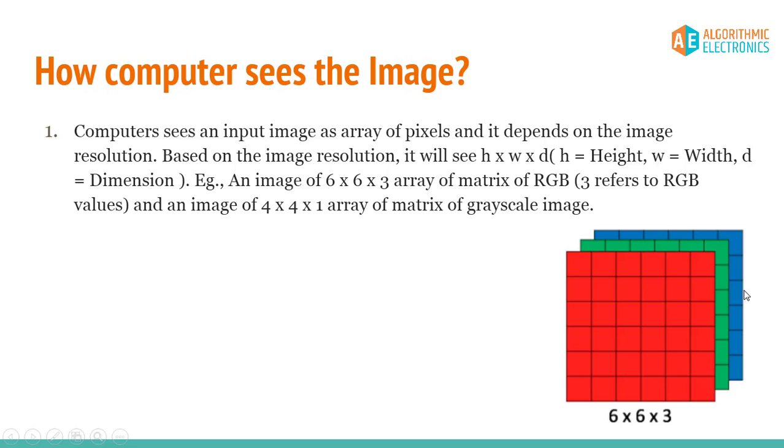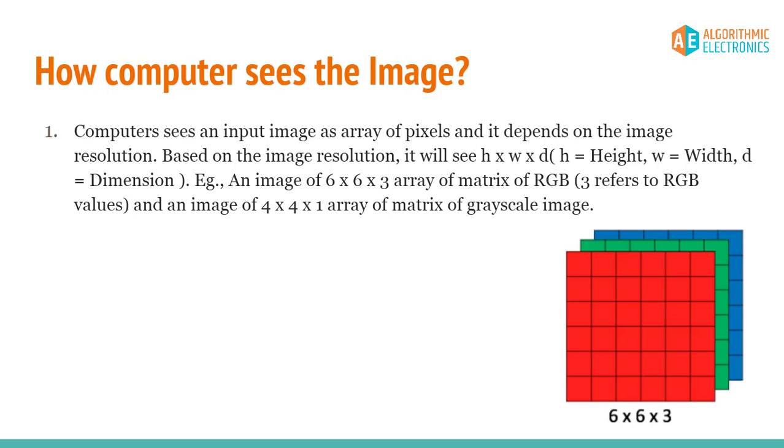So this is a three-dimensional matrix, and every small square is nothing but a pixel of this particular image. Every pixel will have some value, and that value corresponds to, or represents, some color. For example, 0 represents black color and 255 represents white color.